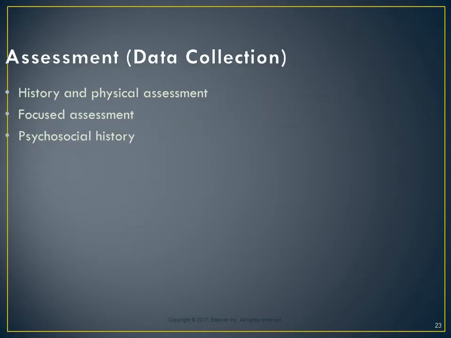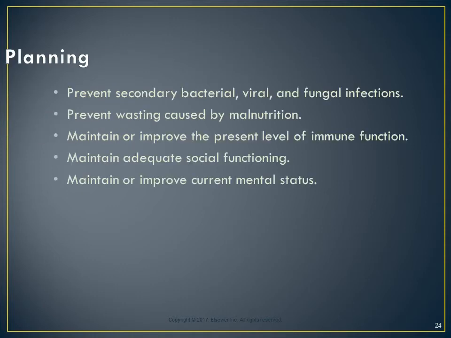For assessment data collection, we're looking at history and physical assessment, a focused assessment, and then a psychosocial history. Table 11.6 gives sample nursing diagnoses as well. For the planning stage, we want to prevent secondary bacterial, viral, and fungal infections, prevent wasting caused by malnutrition, maintain or improve the present level of immune function, maintain adequate social functioning, and maintain or improve current mental status.